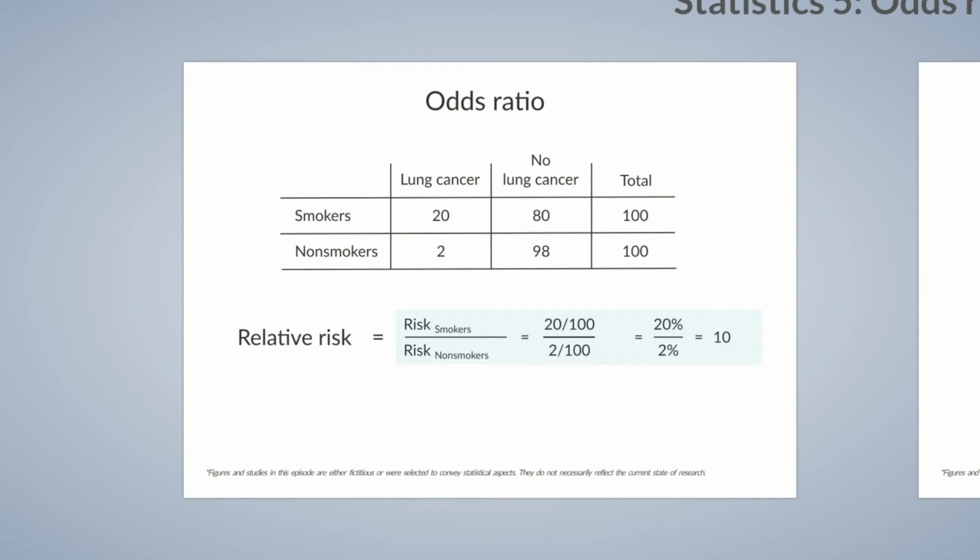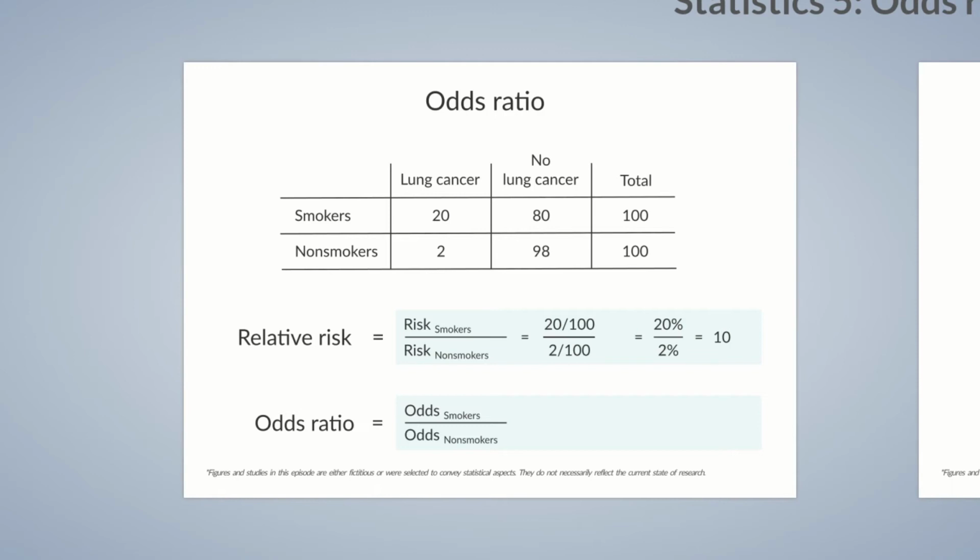Now, let's look at the odds ratio. Calculating the odds ratio is very similar to that of the relative risk. All you have to do is replace the risk value with that of the odds. You divide the odds of smokers by the odds of non-smokers. So how does it look when using actual numbers?